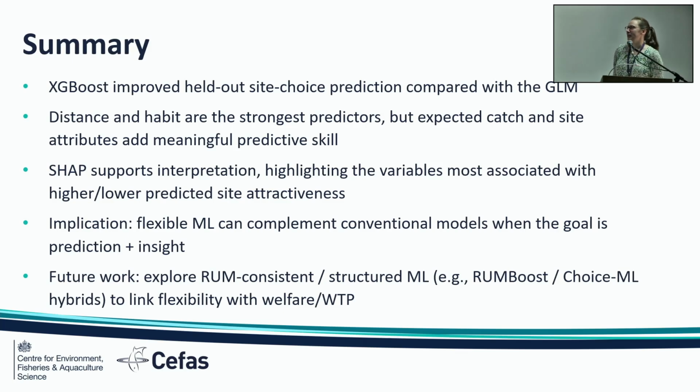So yeah, overall, the XGBoost improved our site prediction model, and habit and distance were still strongest, so that's what we kind of expect with this sort of thing. But it supports interpretation, but you can't get welfare and willingness to pay type things out of it. So in the future, we want to try a few different types of models, which are a bit more hybrid types. So they combine machine learning with the structure of the random utility models, which should hopefully then be able to get a willingness to pay for different sites out of it. So that's quite quick, sorry.